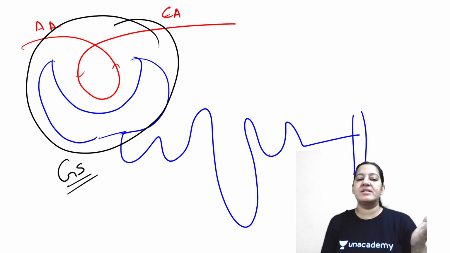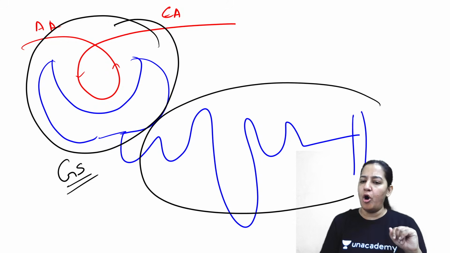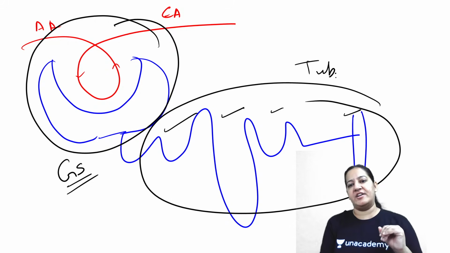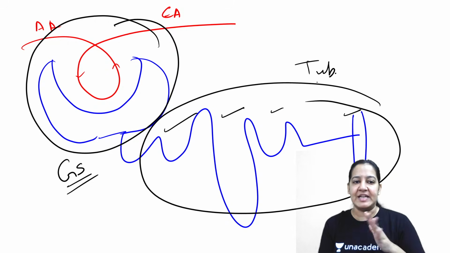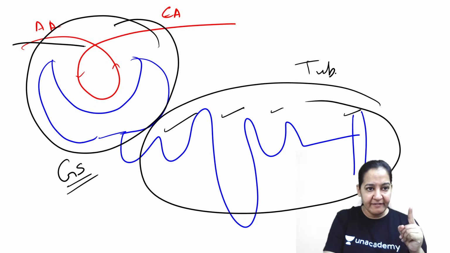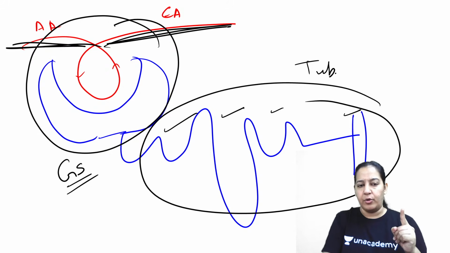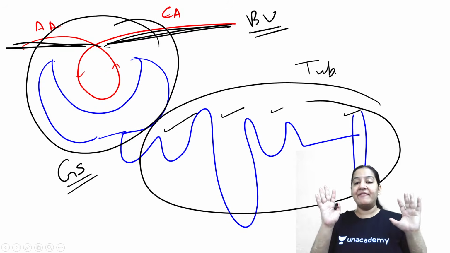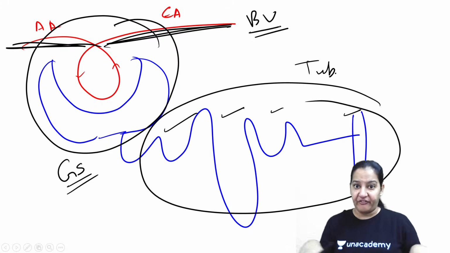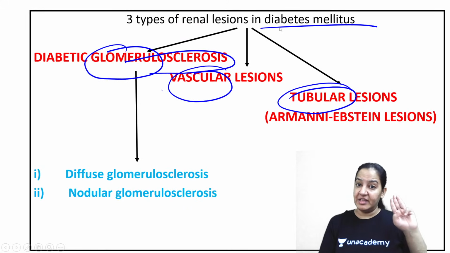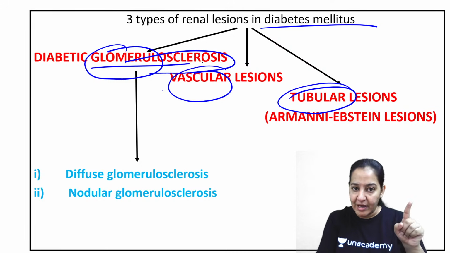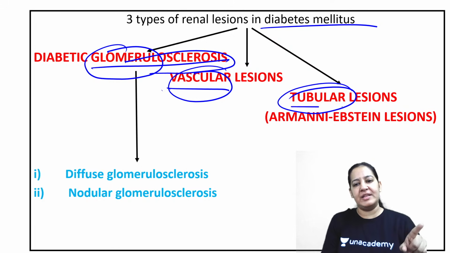The second portion which is affected in diabetes is the tubules. All these tubules, PCT, loop of Henle, DCT, collecting duct, are also affected in diabetes. What will happen in tubules? I will tell you. And the third thing, the blood vessels, the afferent and efferent arteriole. These blood vessels are also affected in diabetes. So in diabetic nephropathy, three things in the nephron are affected. One is the glomerulus, that is glomerulosclerosis will occur, then vascular lesion, then tubular lesion.